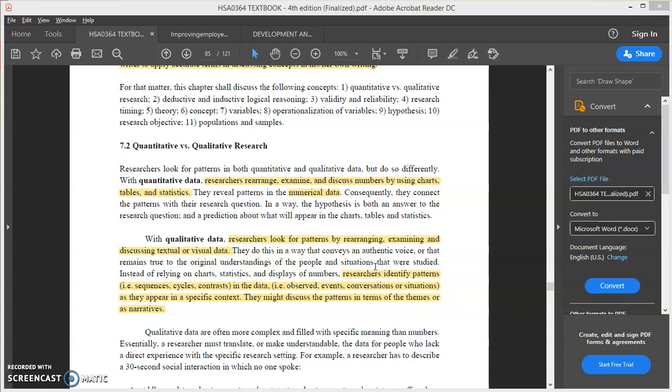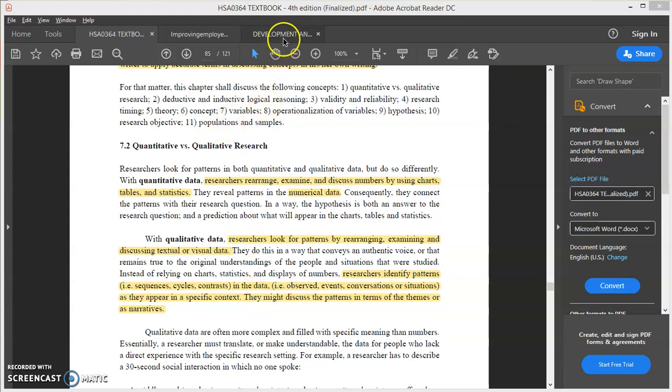So instead of having numerical data as the voice, the researcher becomes an authentic voice for the research. Instead of relying on charts, they identify patterns, like sequences, cycles, and contrasts, in data that they observe in events, conversations, or situations as they appear in a specific context. They might discuss the patterns in terms of themes or narrative.